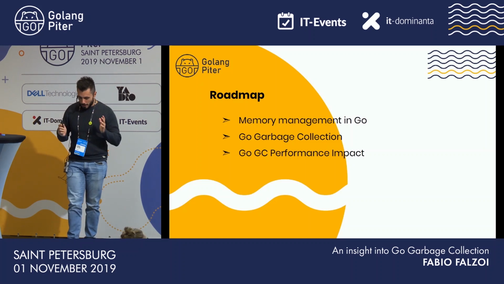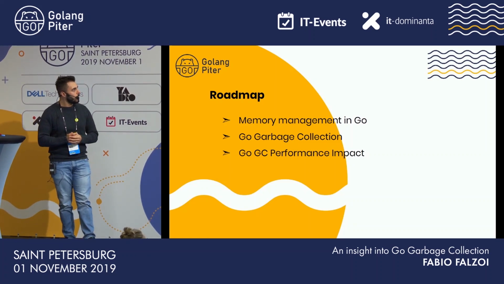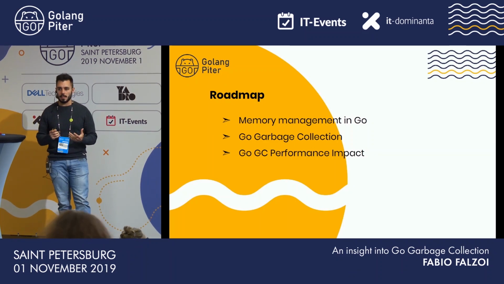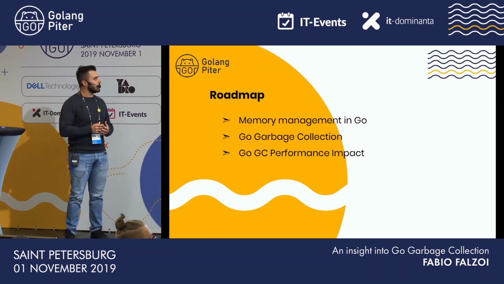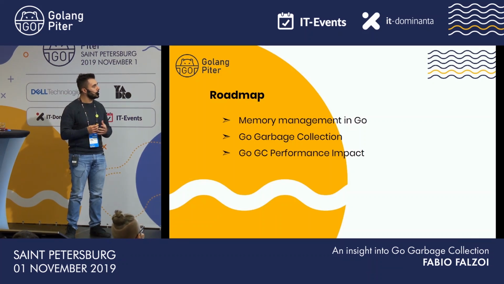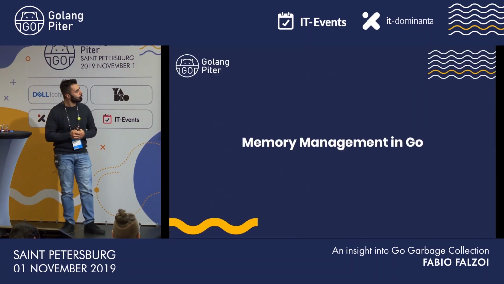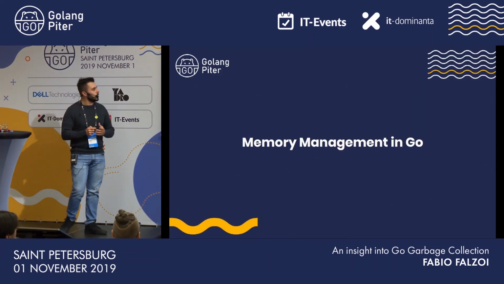Okay, the roadmap of the talk. First of all, we will introduce the memory management in Go. Then we will reason about the basics of Go garbage collection and also the inner details. And after that, we'll briefly see how the GC impacted the performance of your application. Okay, let's start from the memory allocator.